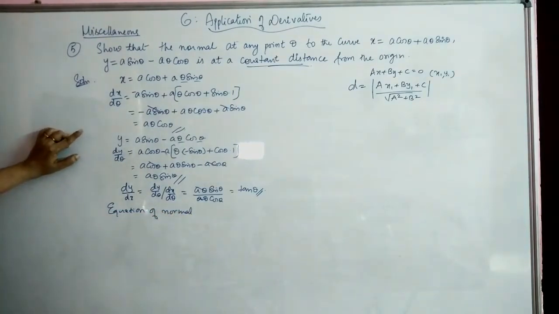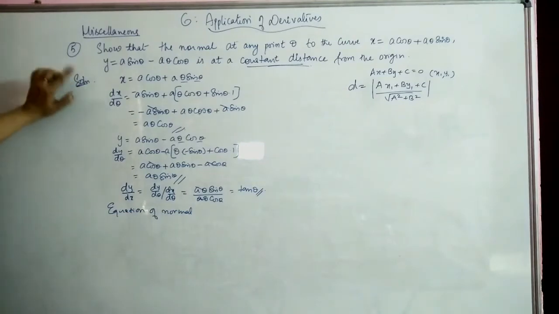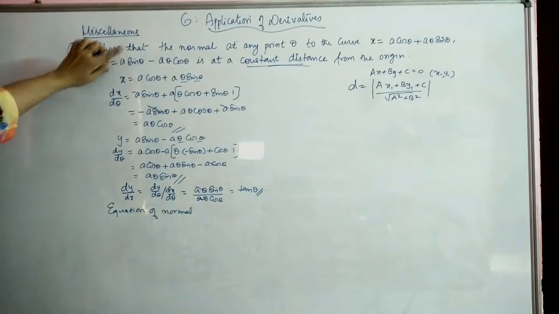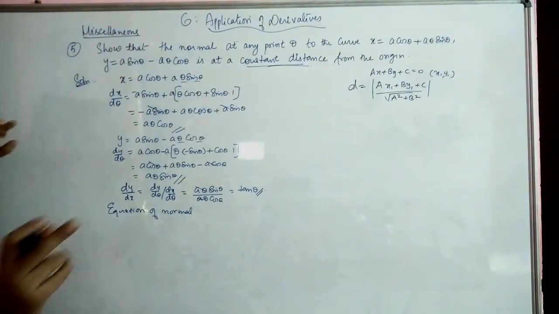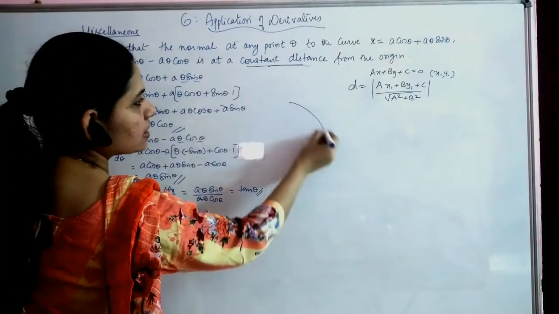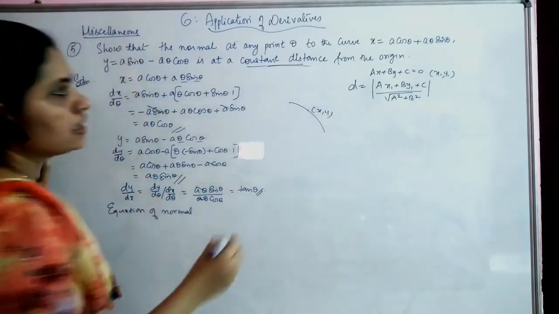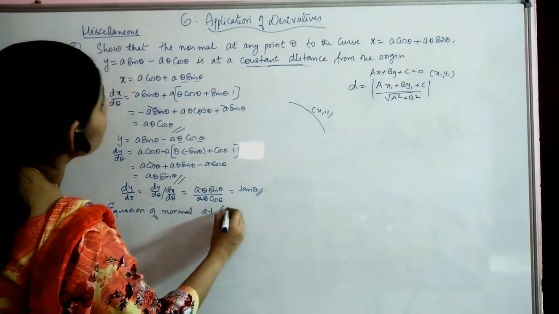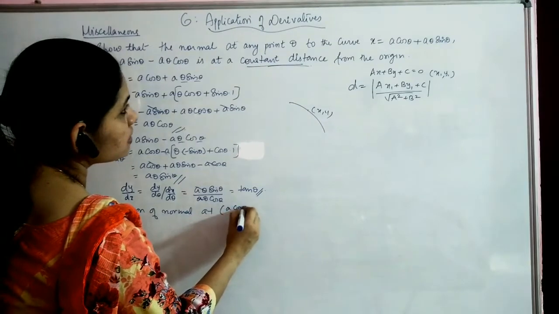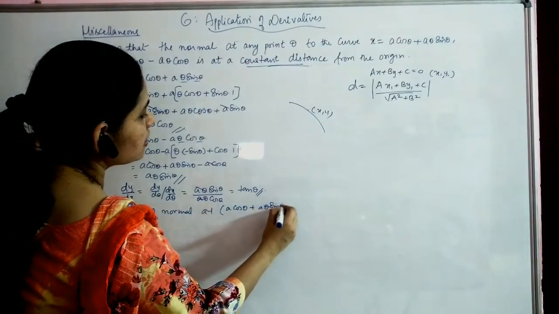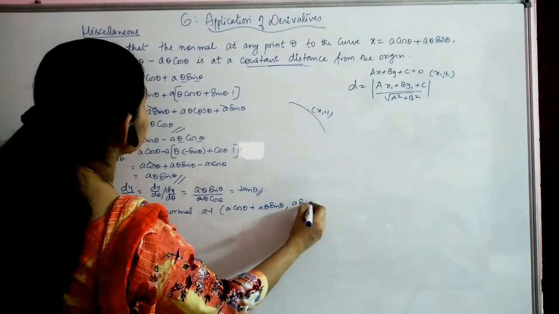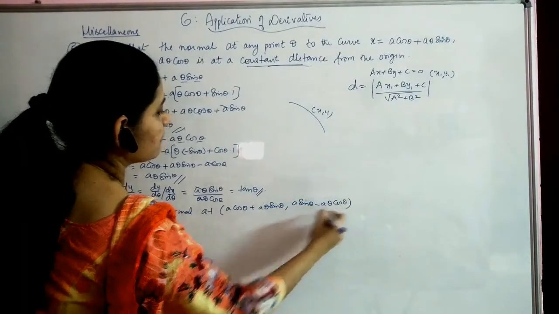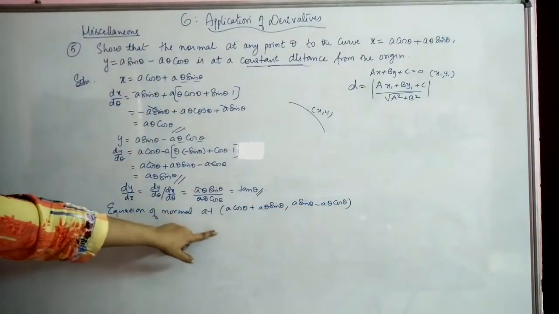Right? Again, you have to substitute x naught and y naught, and that will be these two things. x and y to the curve at a point. The meaning is to the curve at this point. This x comma y is the point which is given, so x and y you will get from this. So what will be the equation of the normal at, what is x? a cos theta plus a theta sin theta, comma a sin theta minus a theta cos theta. So these are the two points.